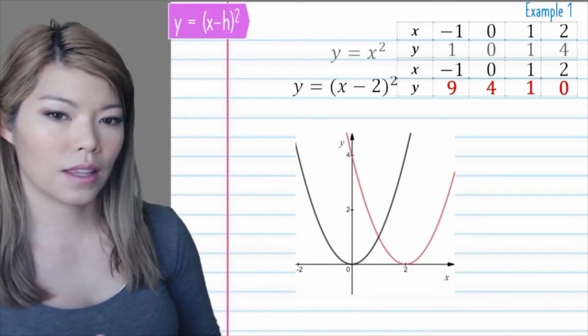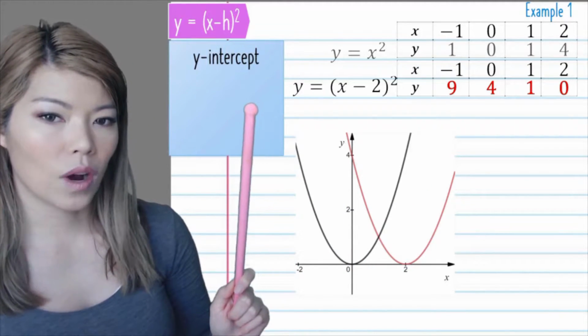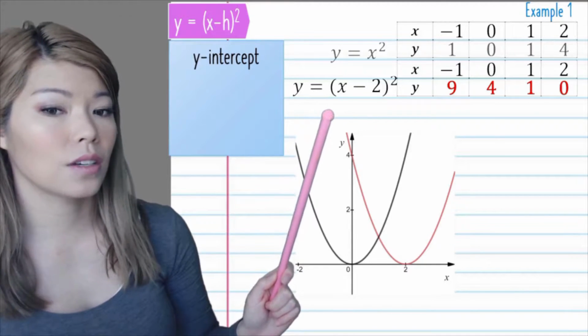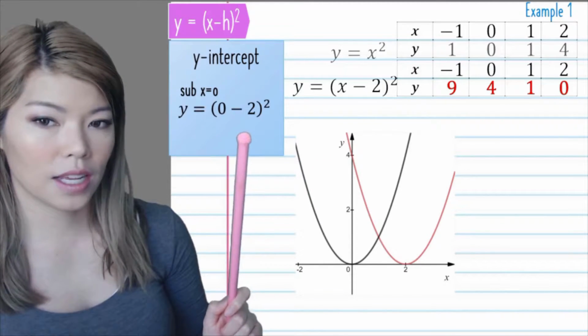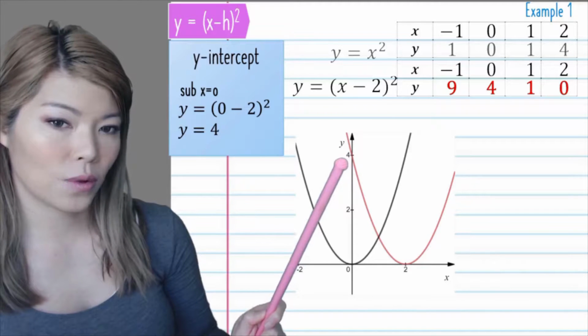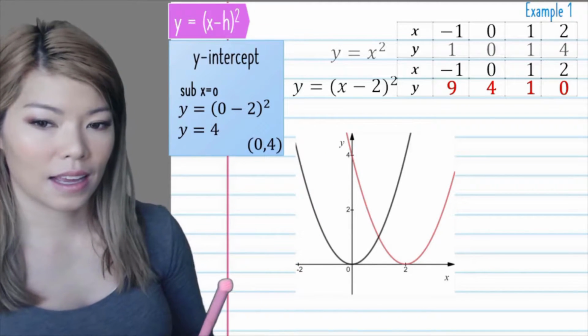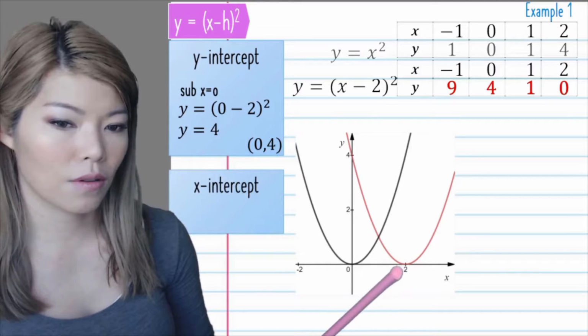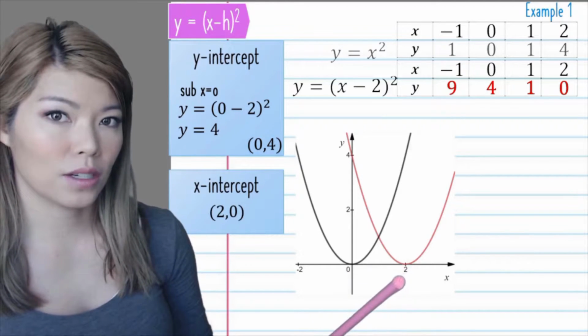Let's observe the characteristics of this graph. The y-intercept can be calculated when x is equal to 0. Just double check. We get 4. Yes, we have 4 there as expected. And for the x-intercept, we can see that the graph has moved to the right. So it's now at 2, 0.